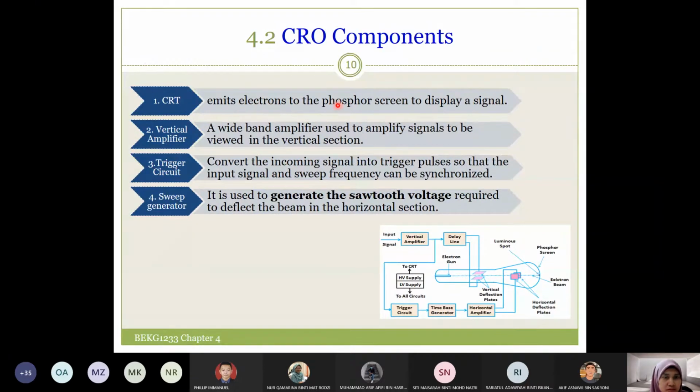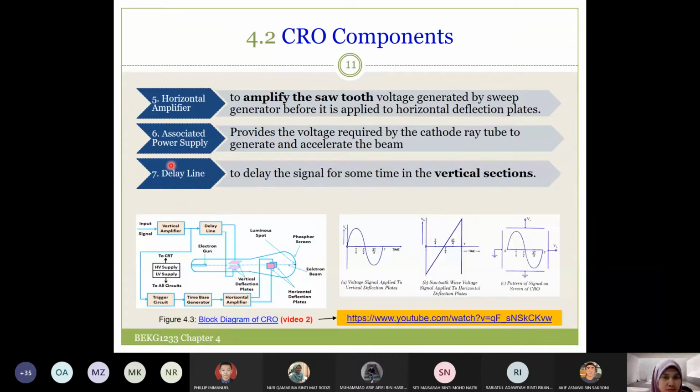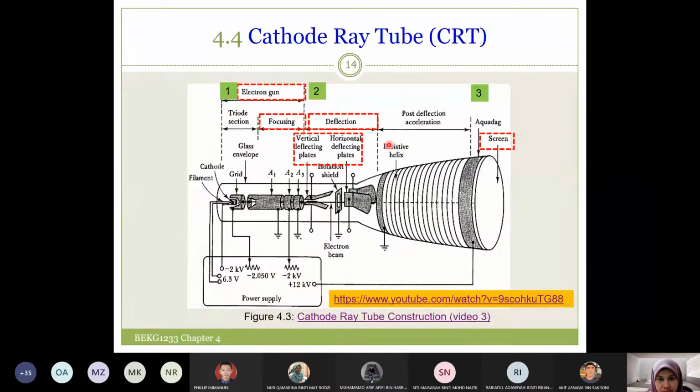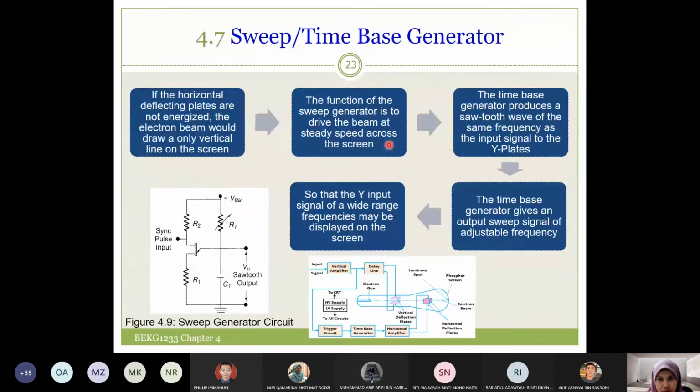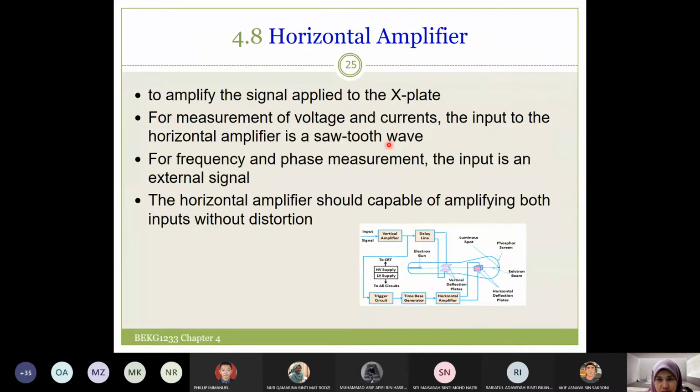This is the brief explanation on the function of each component of the CRT. We have 7 main components of the CRO. So you can read the main function of each component. Okay, so the beginning part of this chapter is theory.